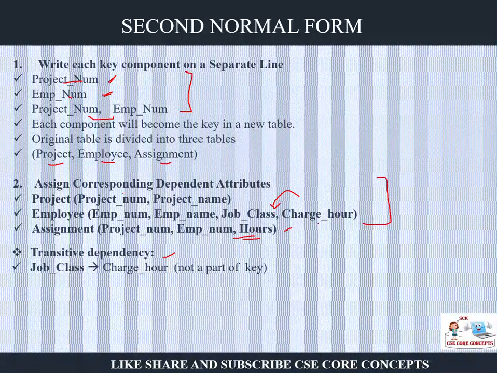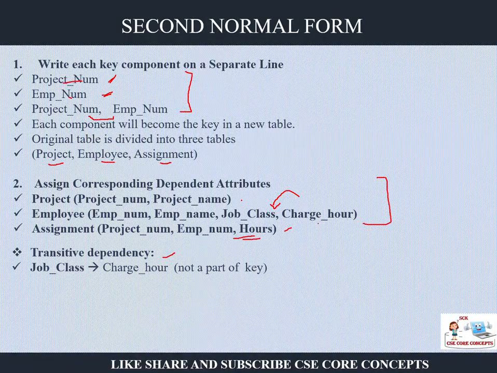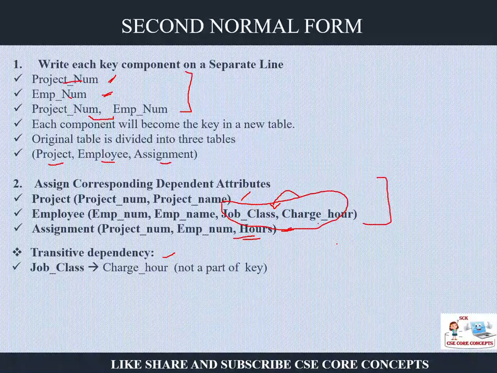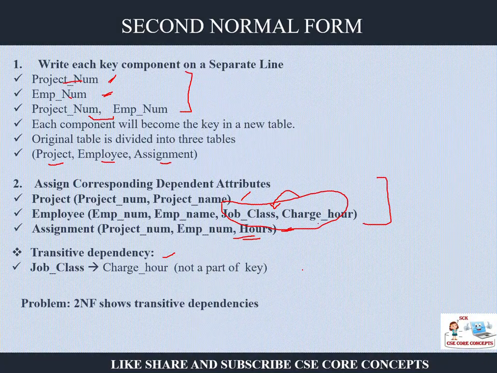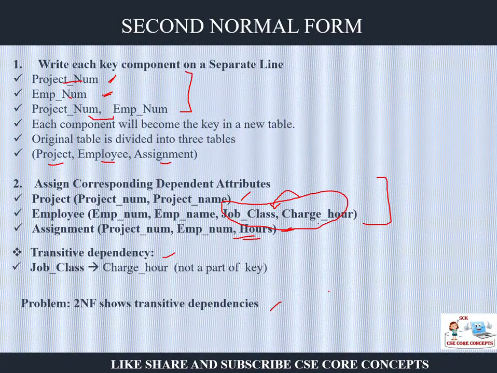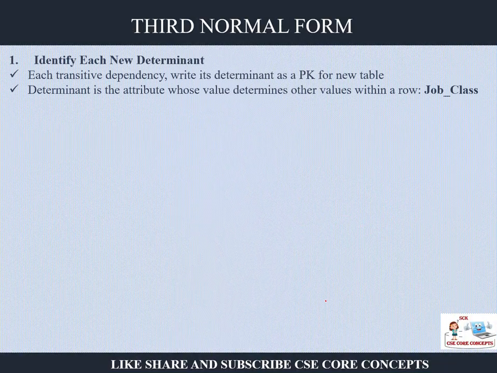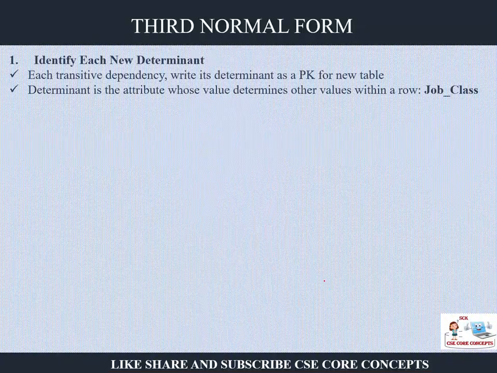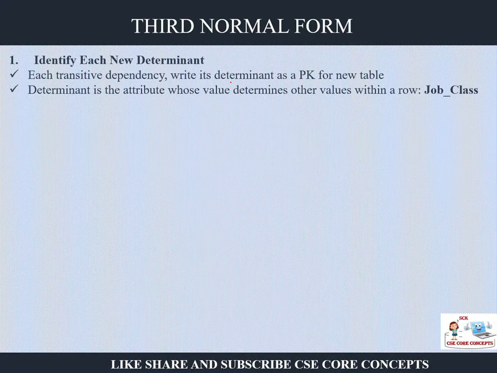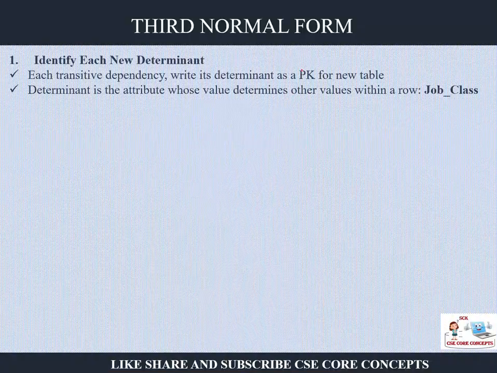So as far as second normal form is concerned, this is sorted, but some problem remains over here, since charge per hour is dependent on job class, which is not a part of the key. So the problem with the second normal form is that they show transitive dependencies. To solve this problem, we will move on to the third normal form. In this we have to identify the new determinant, meaning each transitive determinant becomes a primary key for the new table.